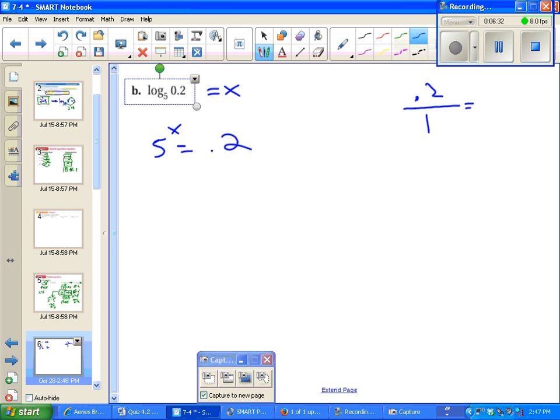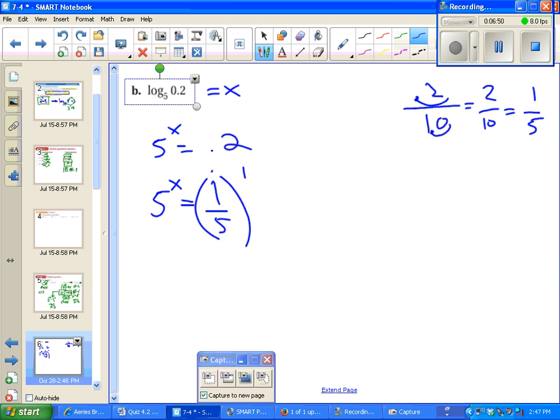If we want to rewrite that as a fraction, we need to move the decimal over one place. And we get 2 over 10, which reduces to 1 over 5. So this is really 5 to the x equals 1 over 5. We could say to the first power. These bases don't quite match. One's 5, one's 1/5. We can make them match by flipping the fraction over and changing the sign of the exponent. Now the bases match, so we can say x equals negative 1. Done.